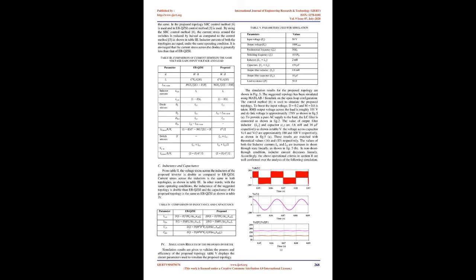Advantages of the EB-QZSI are no startup inrush current and a common ground between source and inverter bridge. Input current ripple is approximately 0, and input current is continuous. These advantages are also present in the proposed inverter, which uses fewer passive components.